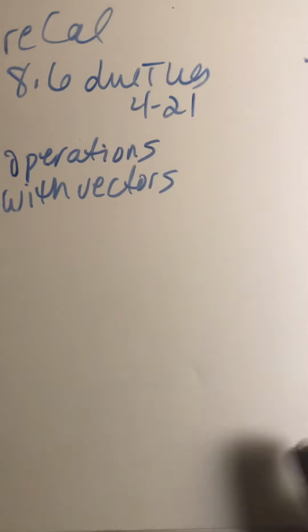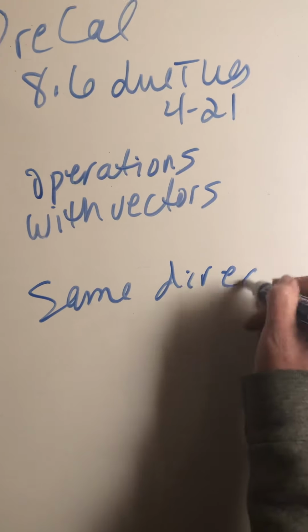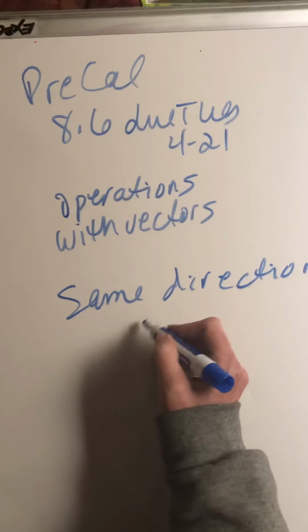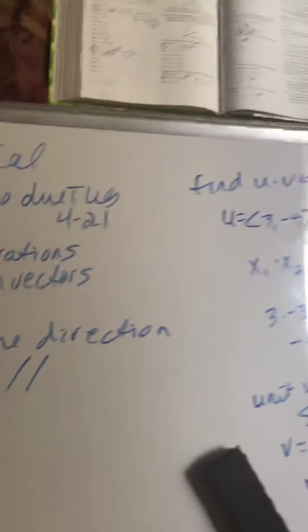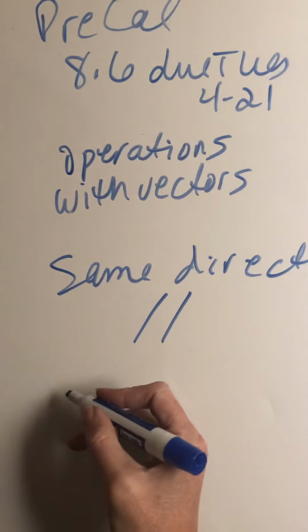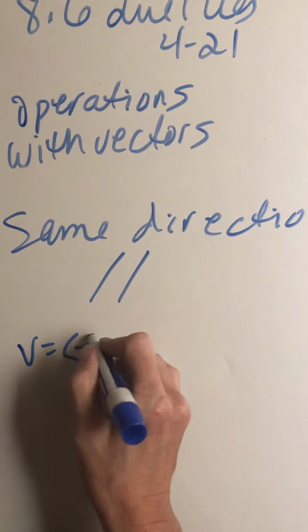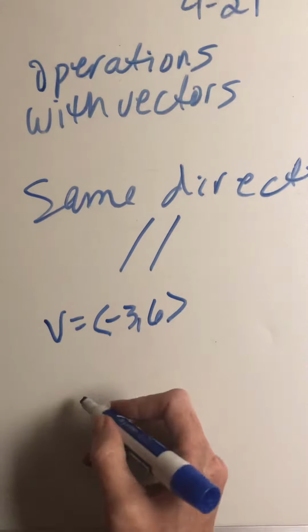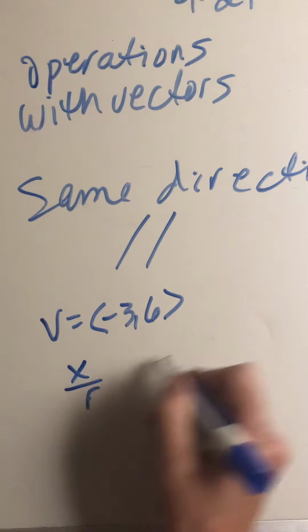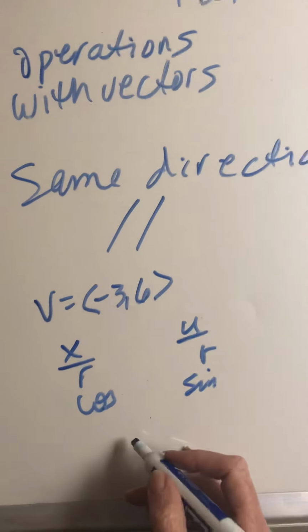Okay, so let's try another one like that. Again, this is same direction. You want it same direction. You could also be asked for parallel. If it's the same direction, they're also considered parallel vectors. So on this one, my vector is -3, 6. So again, we want to write x over r and y over r. Remember, that's the cosine, that's the sine, because we're going to use that in a minute.